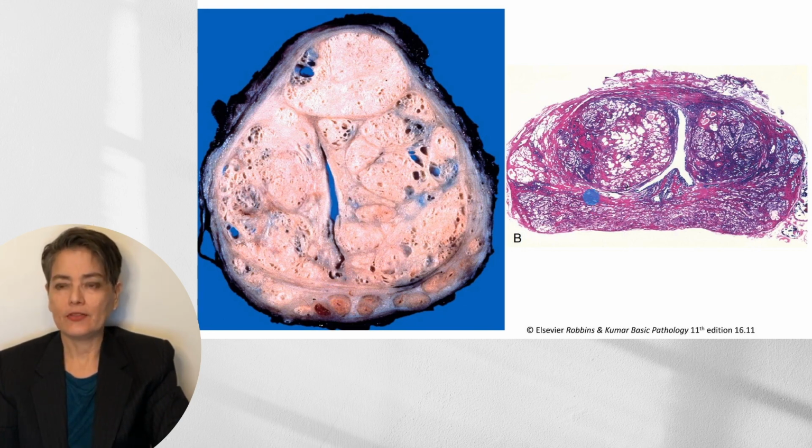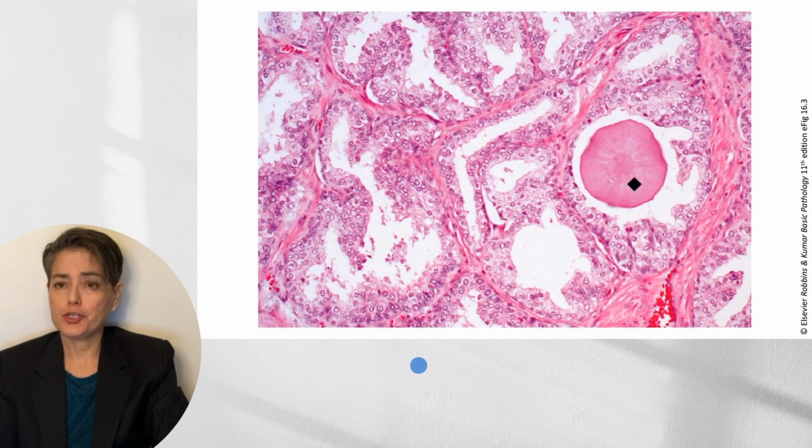Here you can see that in this particular specimen, the nodules are composed of proliferating glands without so much stromal proliferation. This low power view shows not only this hyperplasia of the prostatic epithelium, but also here's a corpora amylacea.